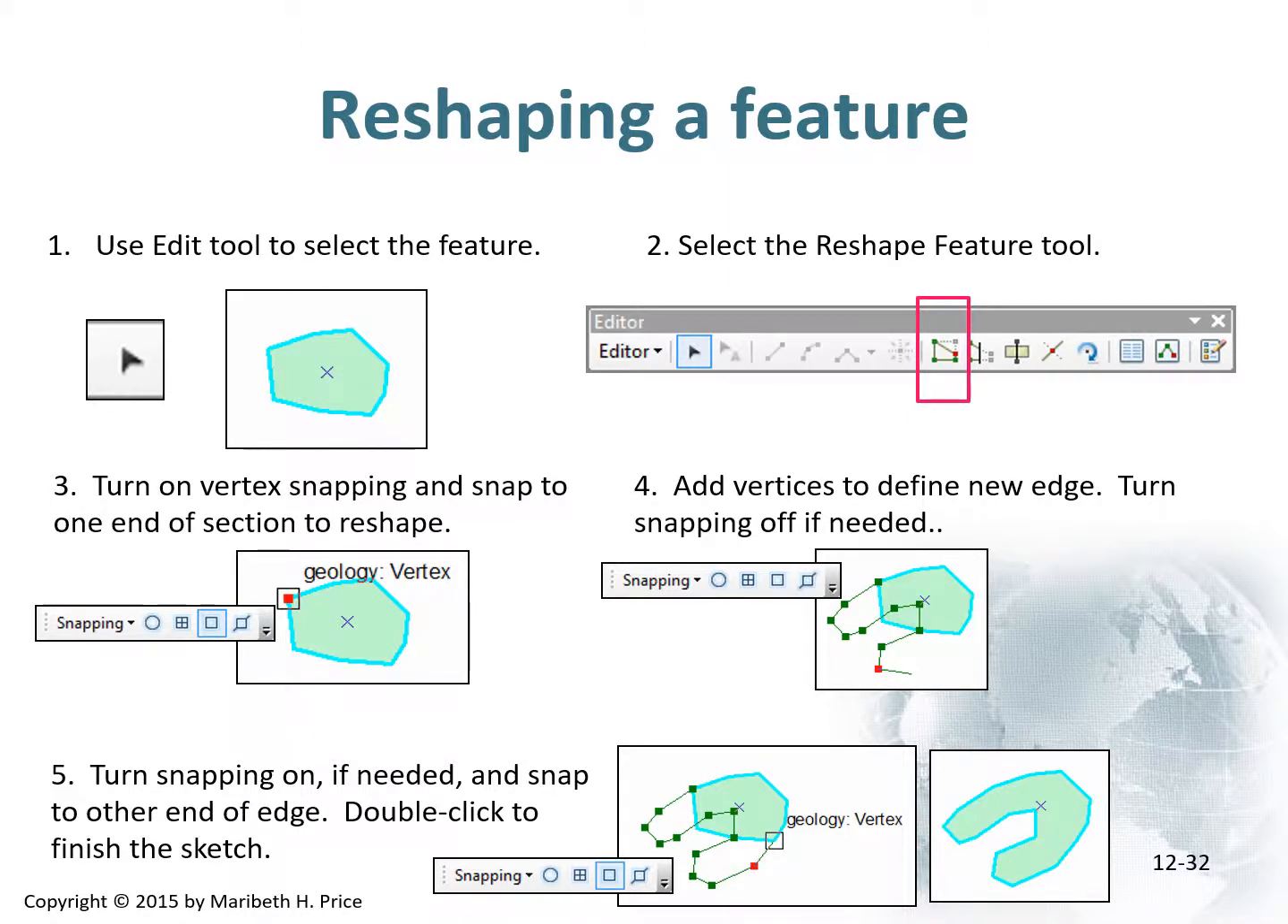You can use the reshape tool to change shape. You can turn on snapping. You could add new vertices and then have it go to those ones to change the shape like you see here.